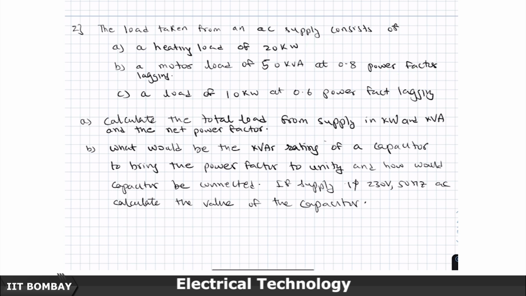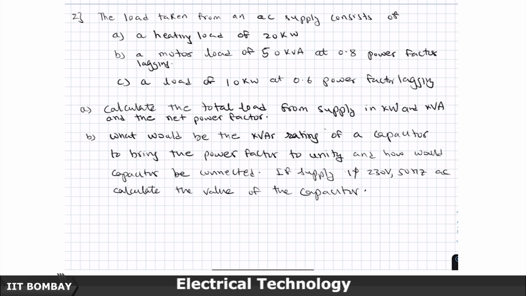A geyser, for example, is just a pure resistive dissipative element. So, therefore, the load is unity power factor, and a load of 10 kilowatt at 0.6 power factor, again lagging. So, what is asked now from us? Calculate the total power from supply in kilowatt and kVA and the net power factor. That is one thing which is asked.